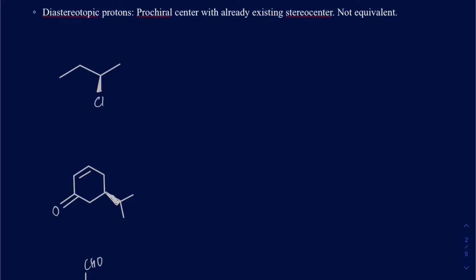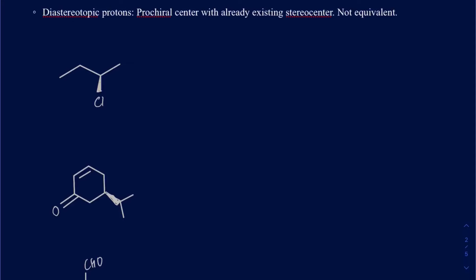Now, there are going to be times when the two diastereotopic protons just happen to have the same chemical shift, and that really depends on how far away they are from the chiral center. The further away they are from the chiral center, the more likely their chemical shifts are going to be very close to one another. But if they are closer to the chiral center, then their chemical shifts are going to be further apart.